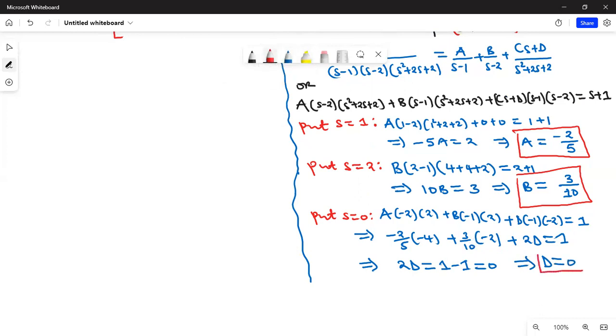So that means our d is equal to 0. That's very important. Lastly, we need to get c. I've used 1, 2, 0. Let me use negative 1 where there is s. So put s as negative 1. So what are we going to get? Let's see. It will be a times negative 1 minus 2, that's negative 3. Then here, negative 1 squared is 1. Then 2 times negative 1, that's negative 2. So we have 1 minus 2 plus 2. That should give us 1. That's here.